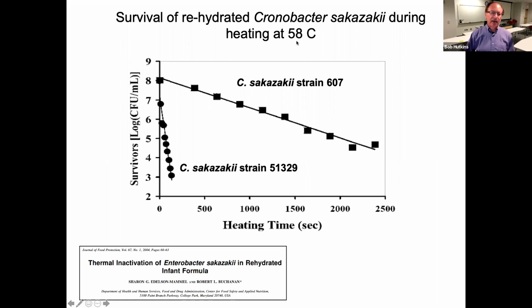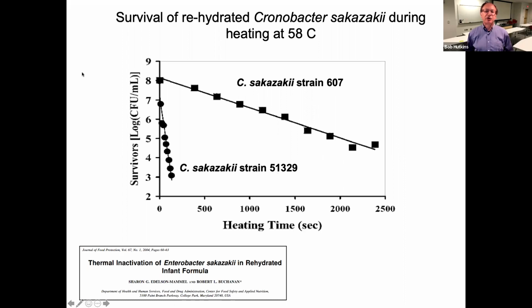Here's a paper that came out some years ago. And remember, I talked about Chronobacter sakazakii. It's the organism that's in powdered milk that then ends up in infant formula. So here was a study, and they used 2 strains in their process laboratory. They were doing survival curves, and you can see the 2 survival curves. It doesn't say what temperature this is. Oh, 58 right here at the title, 58. Two strains, 607 and strain 51329.